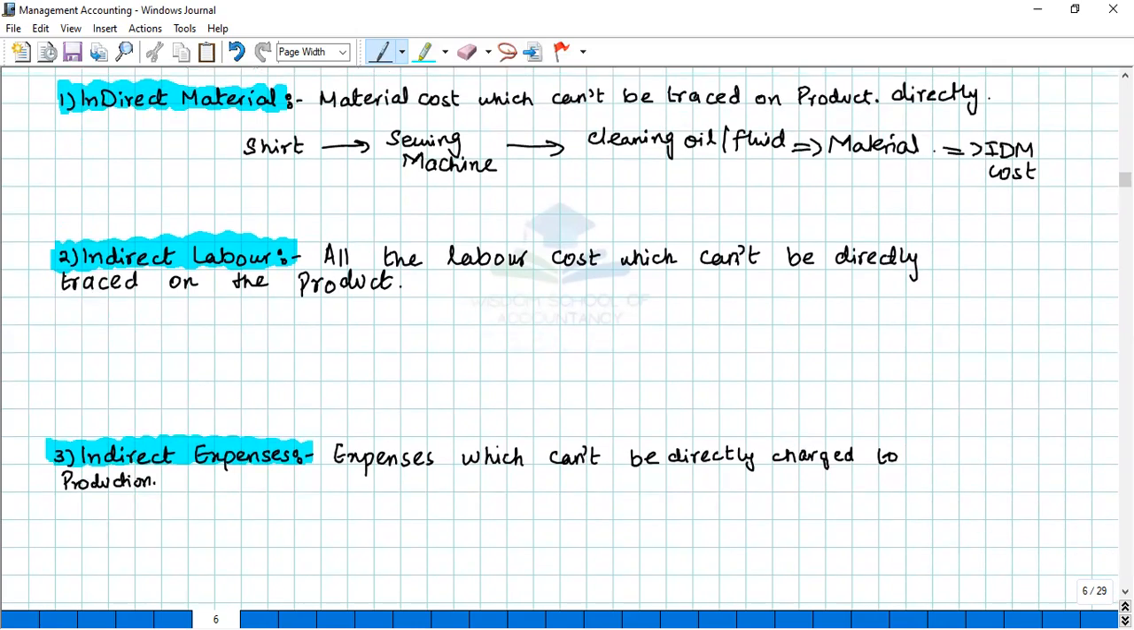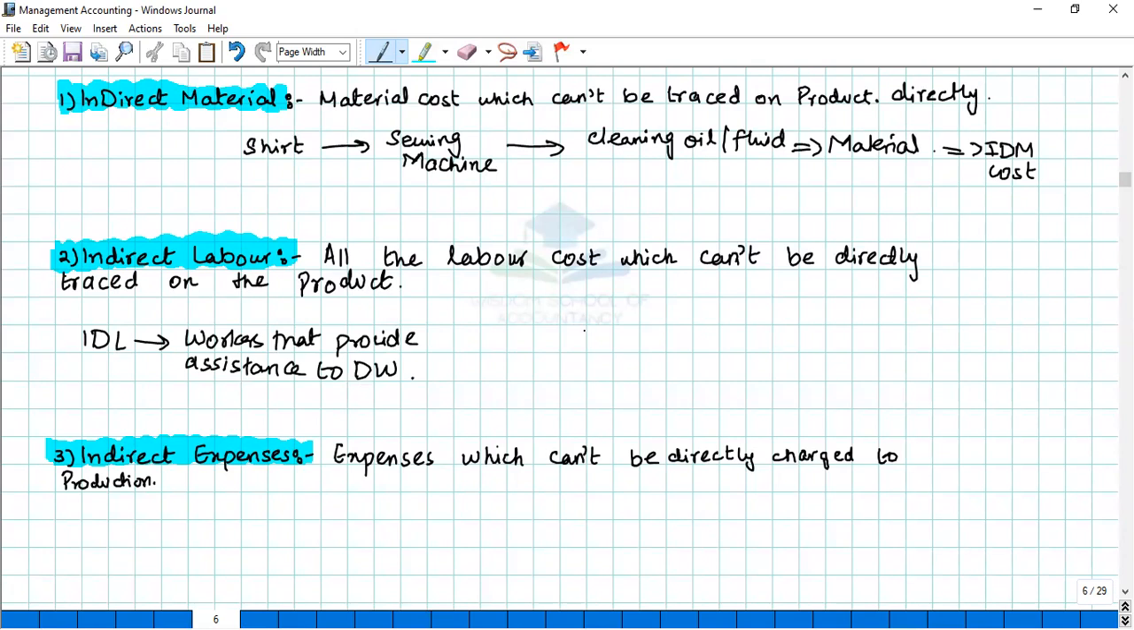Second is indirect labor cost. Now, the direct labor were the persons that were directly involved in production or provision of the service. Now, what's the indirect labor? Indirect labor are the workers that provide assistance to direct labor or direct workers. So those are known as indirect labor. To make things simpler, you can just say all of the labor except the direct labor, they are indirect labor. Simple.